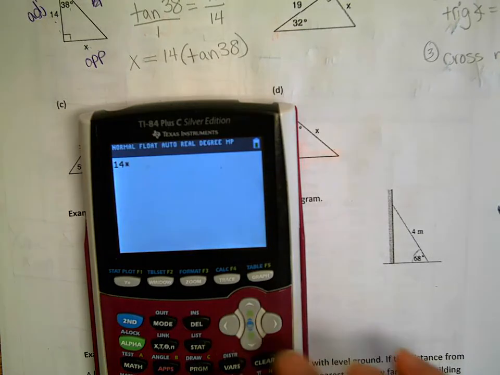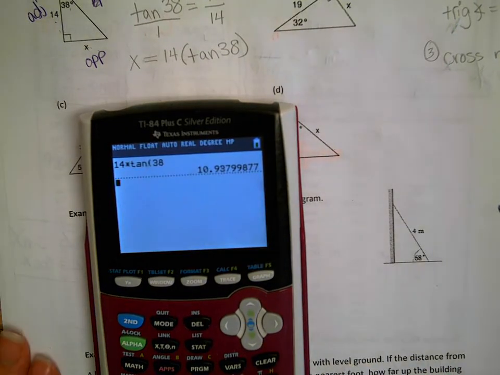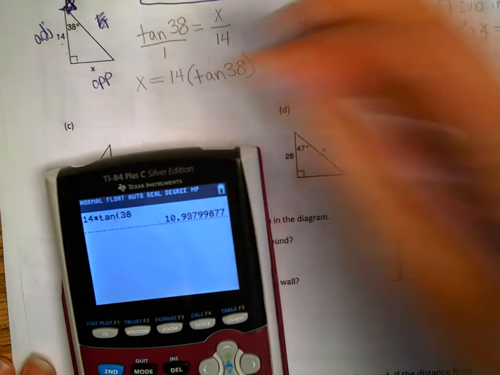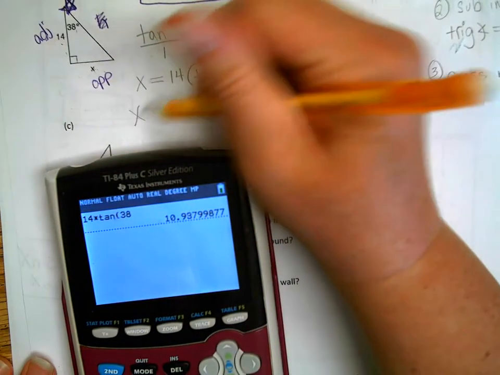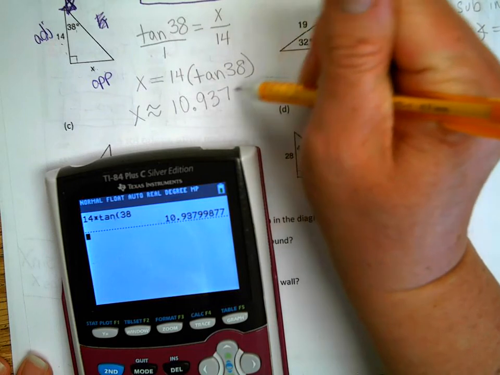So 14 times tan 38 is 10.937. So here we're going to write our x. It approximates to 10.9379.